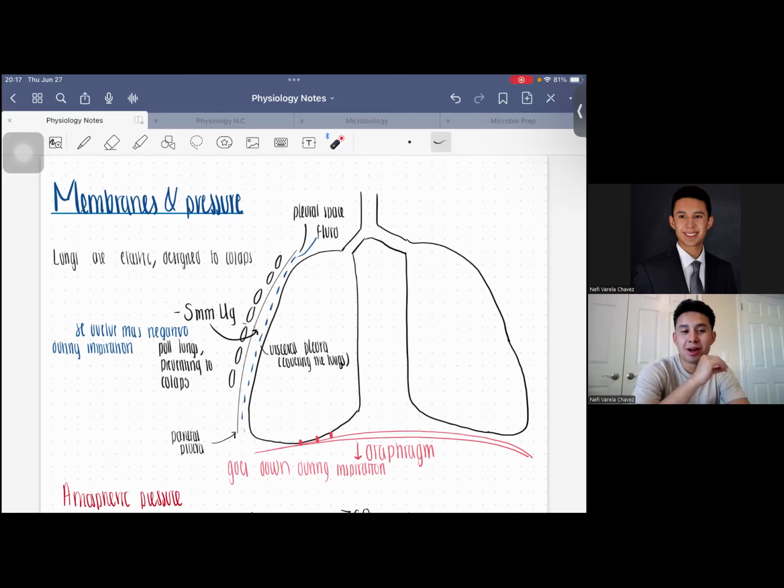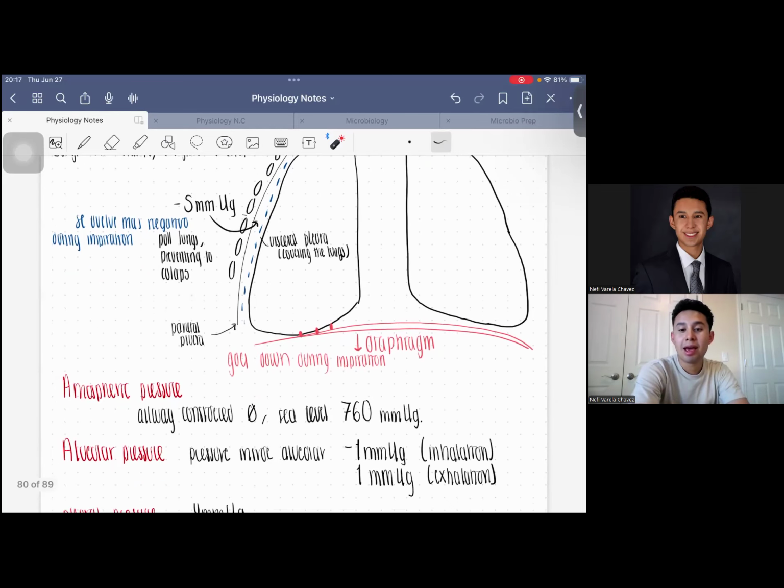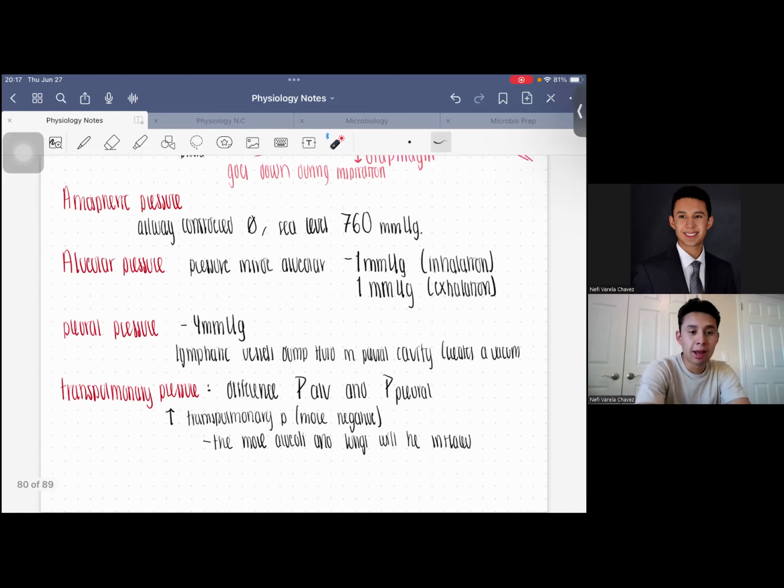And in this video, I'm going to talk about the lungs. And I'm going to start talking about pressure and membranes. There are going to be three main pressures that are going to play an important role in inspiration and expiration, inflating our lungs. The first one is going to be atmospheric pressure. At sea level, atmospheric pressure is going to be 760 millimeters of mercury. But in this case, we're going to consider it zero for this scenario.